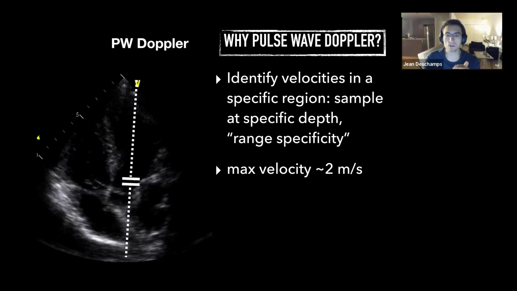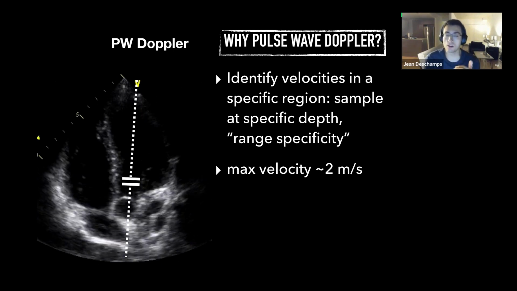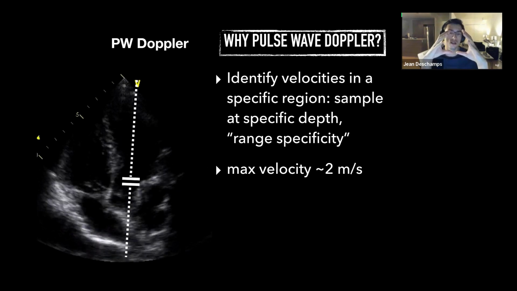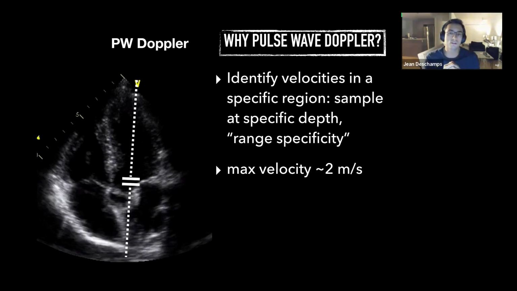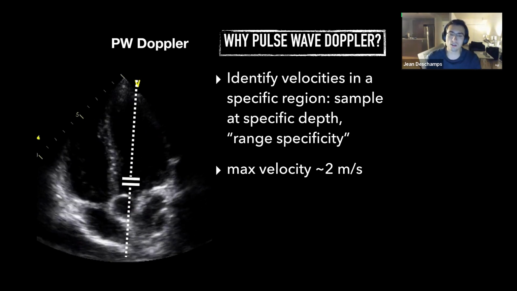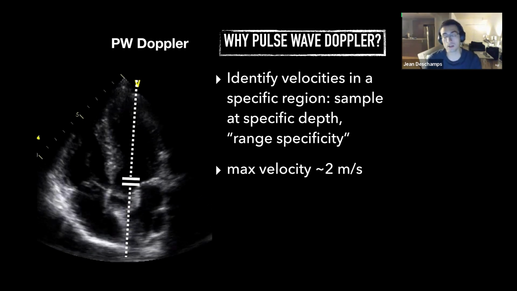The speed you can resolve is also much higher in color, because color is pulse wave in multiple spaces in a box. So it's a lot more processing power, and your resolution and your speeds are not going to be as precise as you can get with a spectral Doppler.